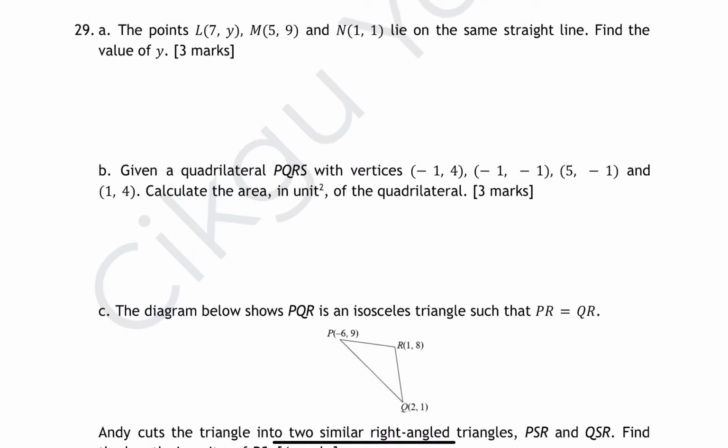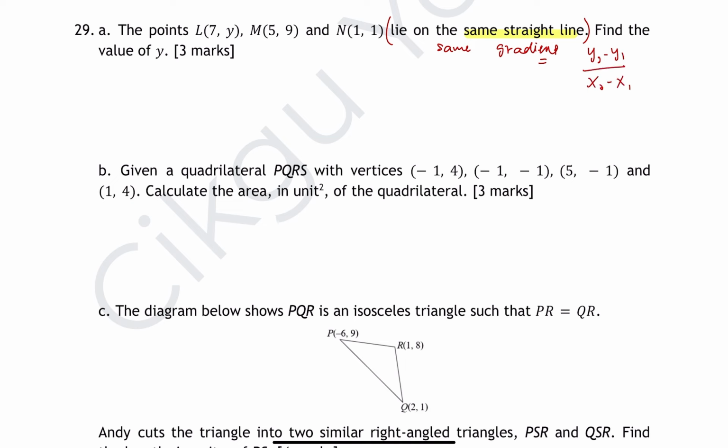Okay, so 29a, the points L, M, and N lie on the same straight line. Over here, when you are looking for coordination with the phrase "lie on the same straight line", you need to remember that this is actually referring to the same gradient. Okay, and when we are checking on the gradient, there are basically two formulas to use. And over here, you should be using the coordination formula where we are comparing the y and also the x.